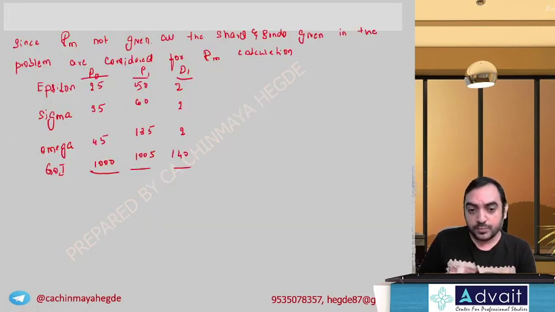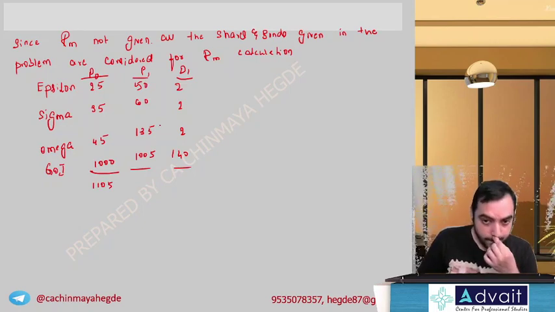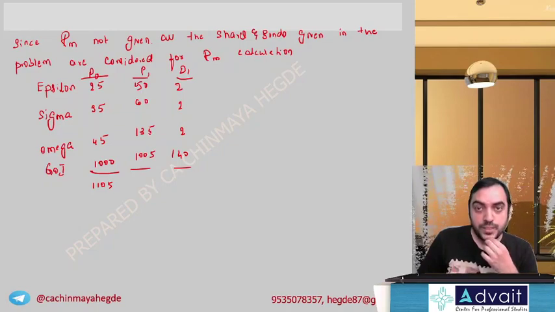So how much total do you get? Please do 25, 35, 60, 105. I think 1105. And here 110, 140, 250. I think 1250. 6 plus 140, 146.